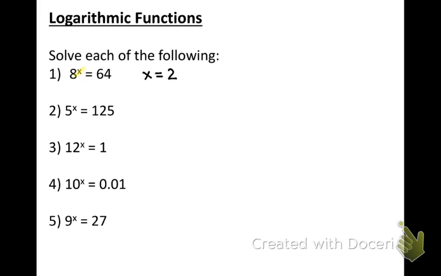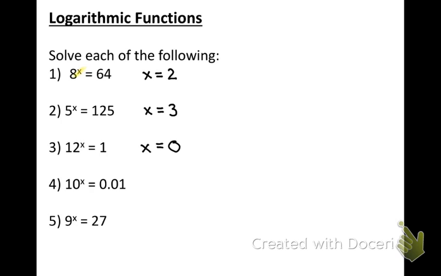What about 5 to the x equals 125? What would my x value be? Yeah, exactly. It would be 3, x cubed. So 5 cubed equals 125. Now, the next one should be a quick, easy one if you think about it. 12 to the what equals 1? Anything to the 0 equals 1, so x equals 0.